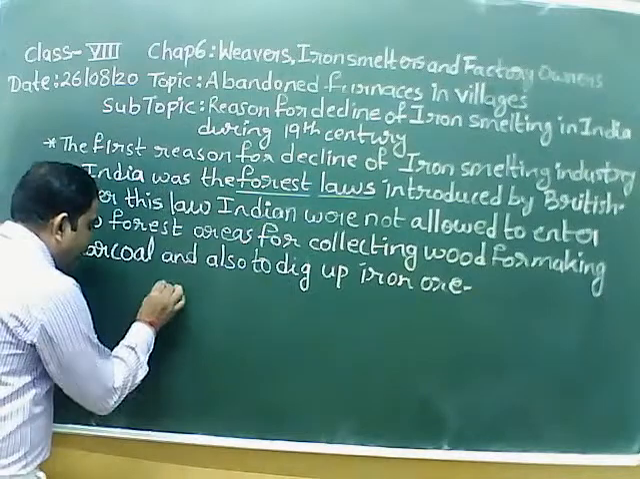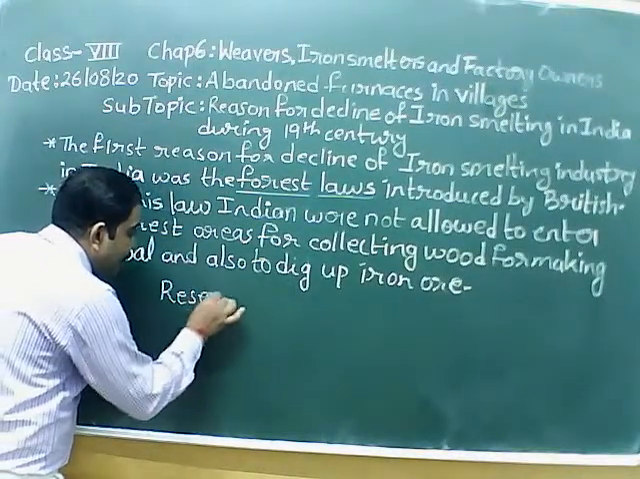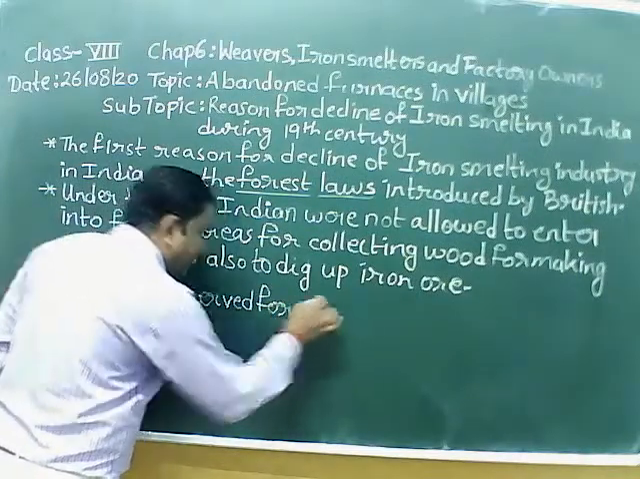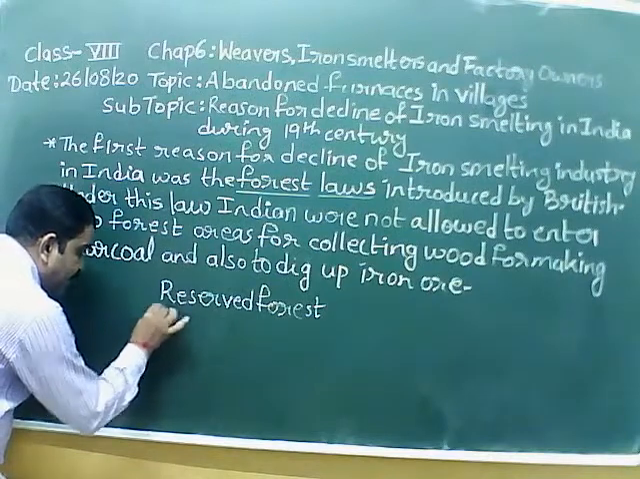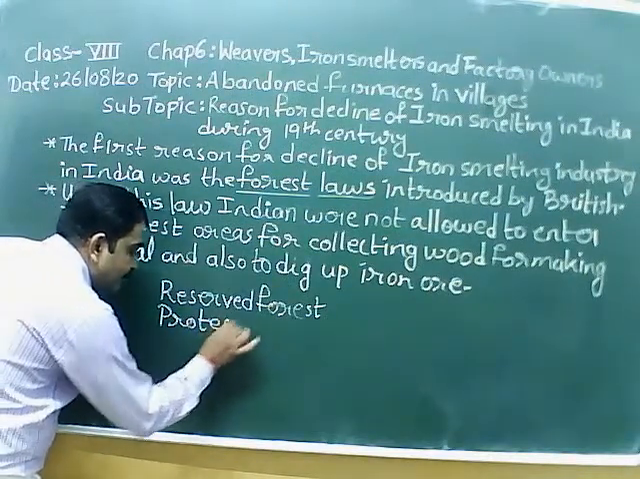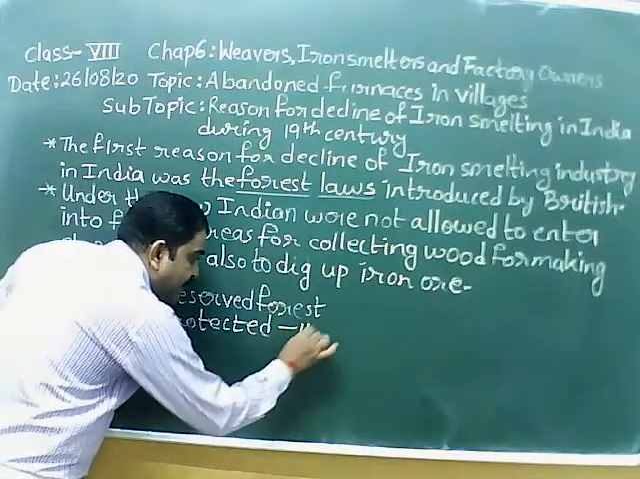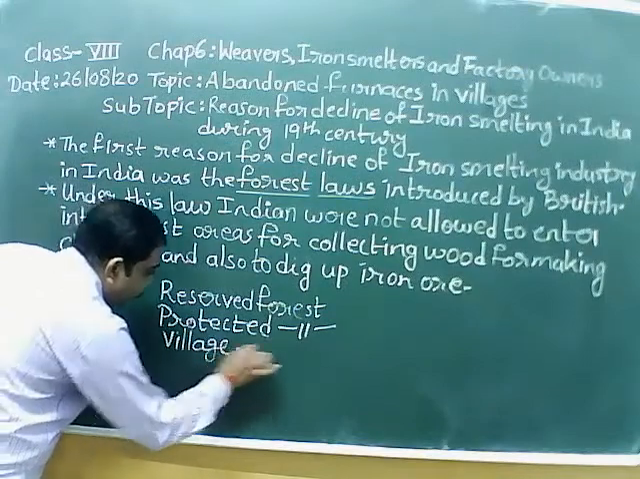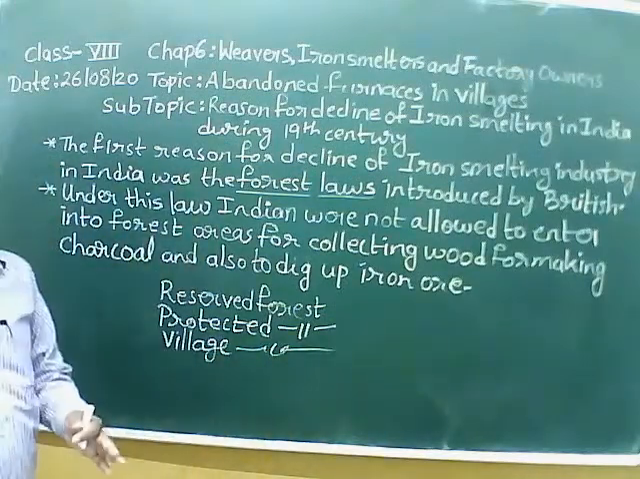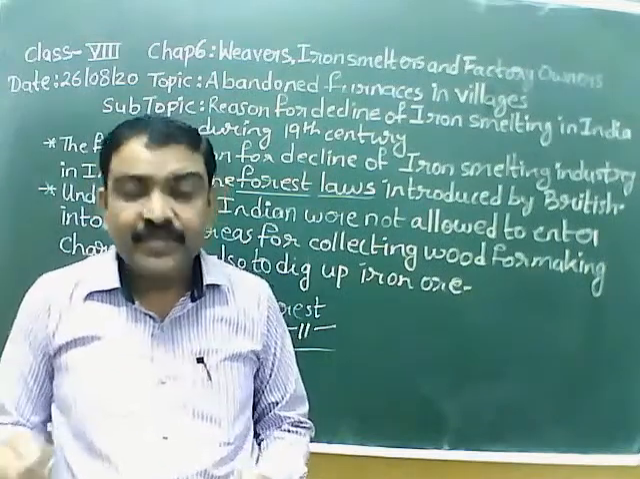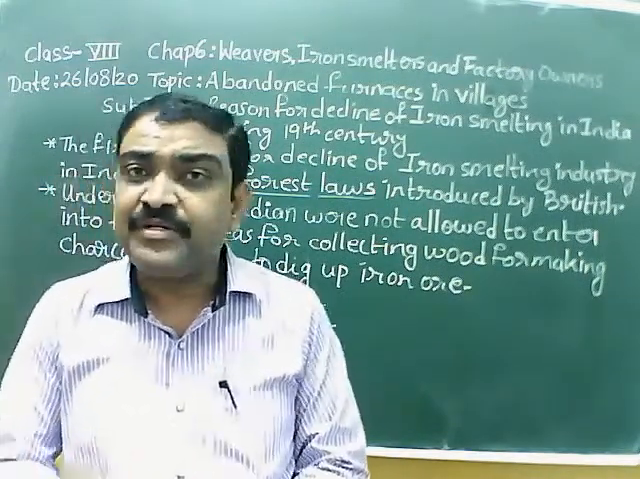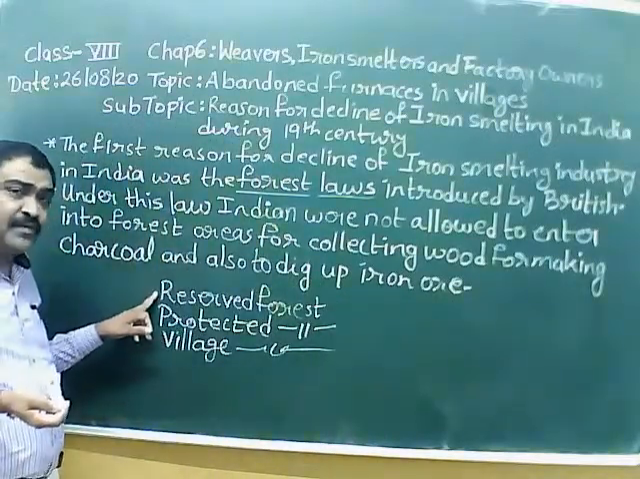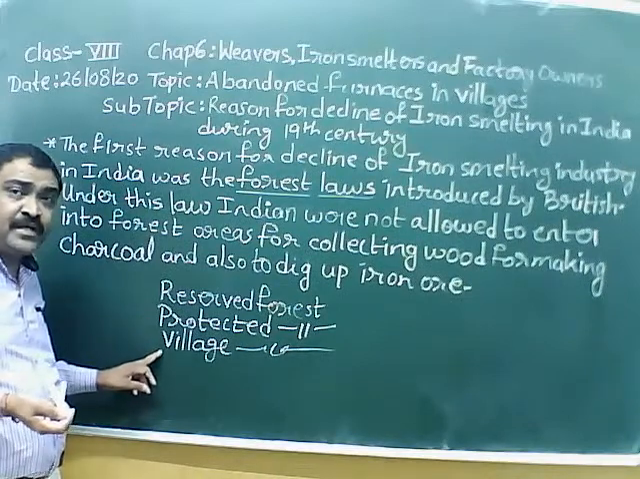One category is known as reserved forest, the second category is known as protected forest, and the third category is known as village forest. So the forest resources in India were categorized by the British into three categories. What are these three categories, beta? Reserved forest, protected forest, and village forest.